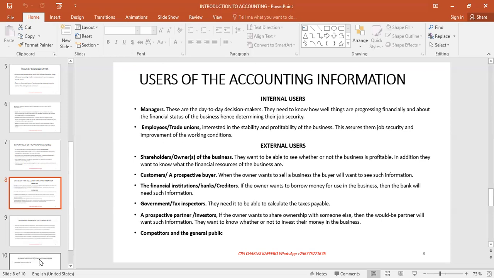The other thing we can talk about, those are the external users. The external users, the first have the shareholders or the owners of the business. The owners of the business, what they are interested in is to know whether the company is making good profit, which can help the company to pay their dividends in time and when needed.